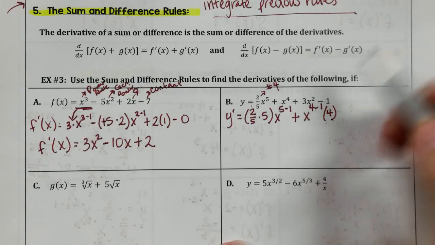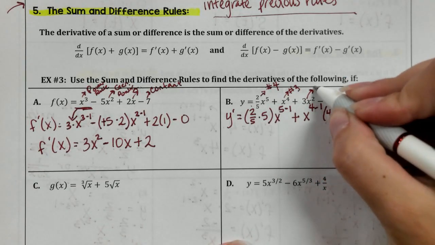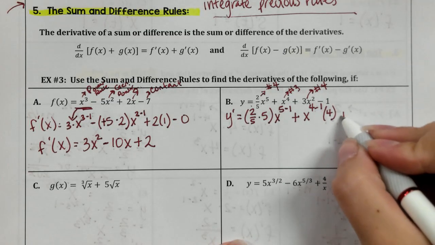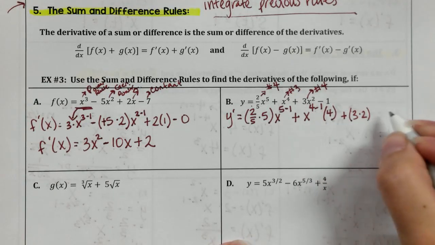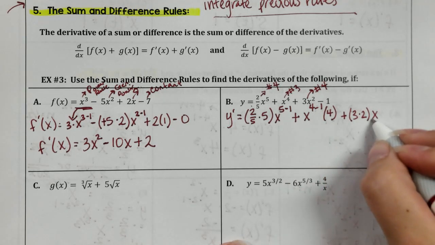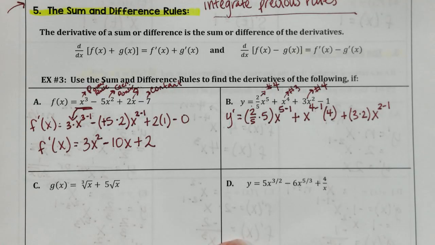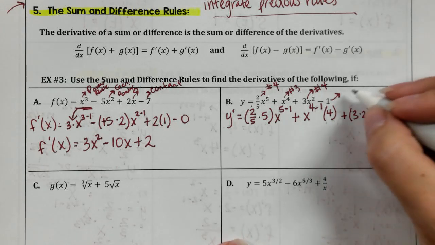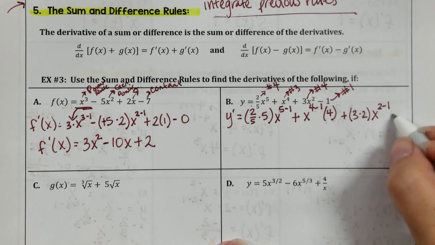Okay, next we're going to be doing, so actually this is number 3. We're going to be doing rule number 4 here again. So I'm doing 3 times 2 times x to the power of 2 minus 1. And then lastly, I'm subtracting 1, but that's a constant, which means I'm subtracting 0. So that's rule number 1 here.